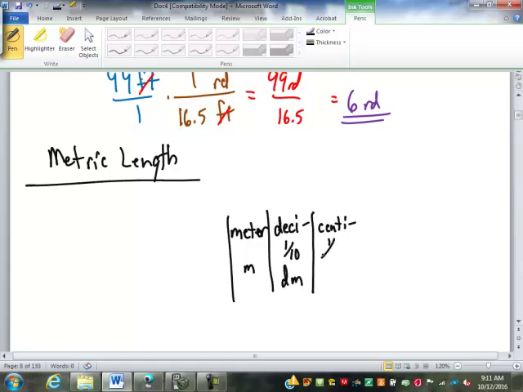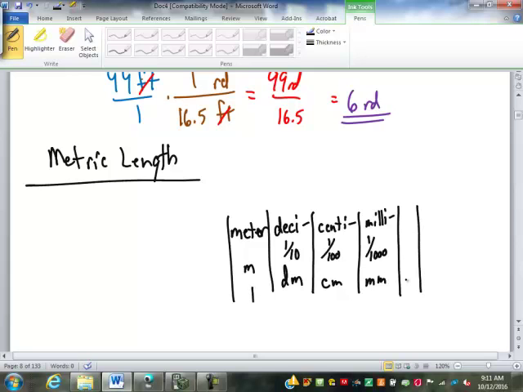Centi is 1/100th, so a centimeter, abbreviated cm, is one hundredth of a meter. Milli is 1/1000th, so mm is a millimeter, which is one thousandth of a meter. So you can see here they went every 10: 10, 100, 1,000.